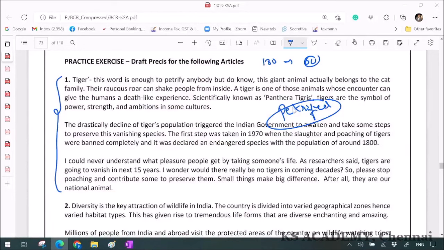What will I cut here? Everything is decently written. What will you cut? Tell me. Last line?